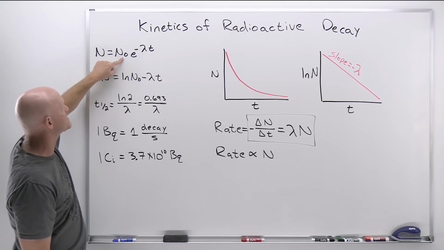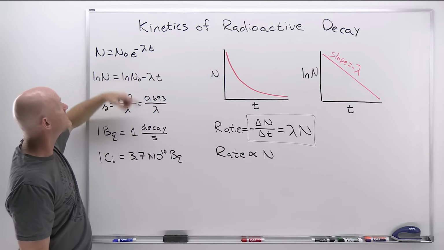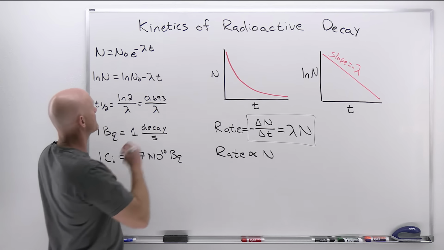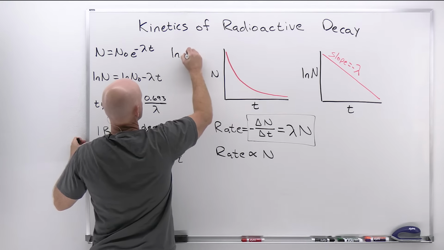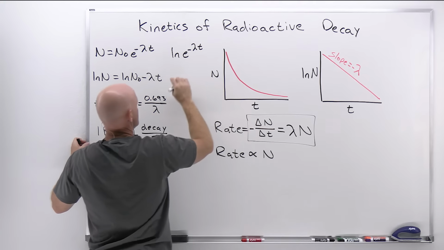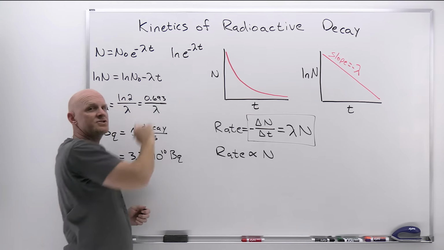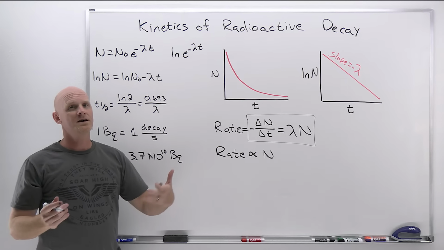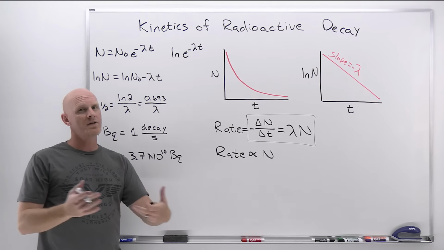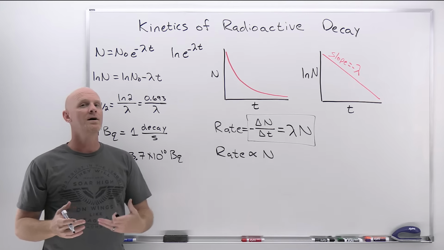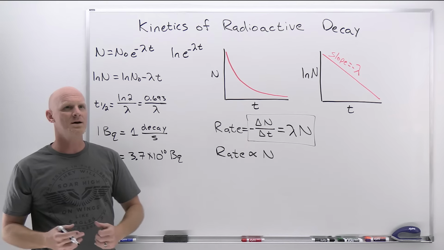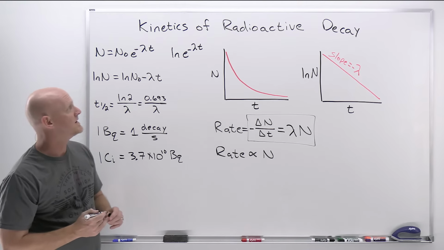And so here we'd have the natural log of n naught plus the natural log of e to the negative lambda t. Let me write that once. Natural log of e to the negative lambda t. Well, the natural log and the exponential here are inverse functions. Inverse functions are ones that when you do one on the other, they cancel each other out. It's kind of like multiplying by a number and then dividing by the same number. Then you accomplish nothing. So same thing here.